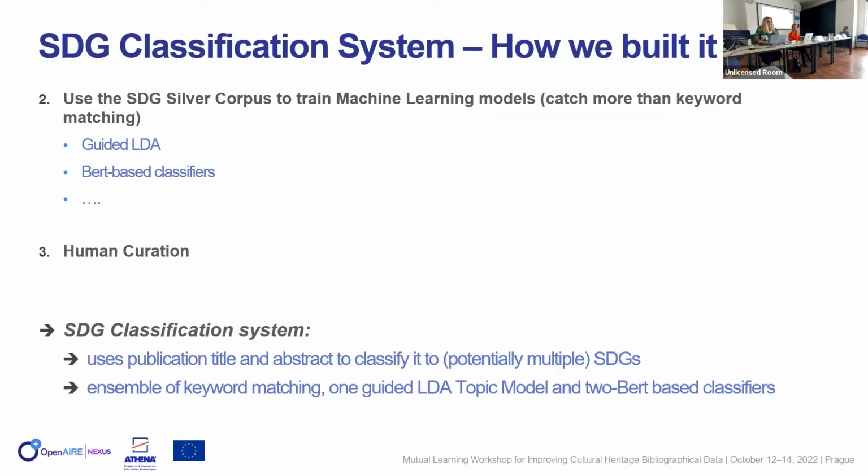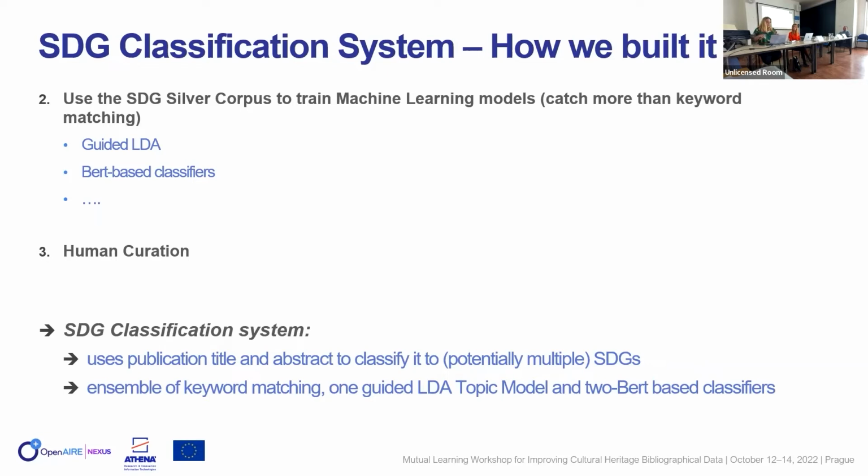And then we use this to train different learning models, to catch more than keyword matching. So we tried a bunch of stuff, and using human curation, we found that what worked the best is the guided LDA topic modeling and BERT-based classifiers.